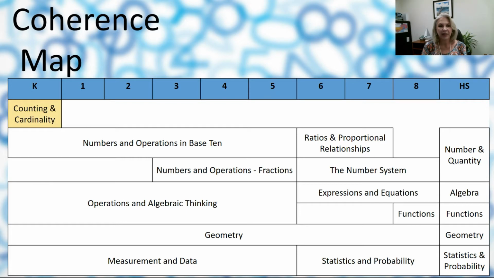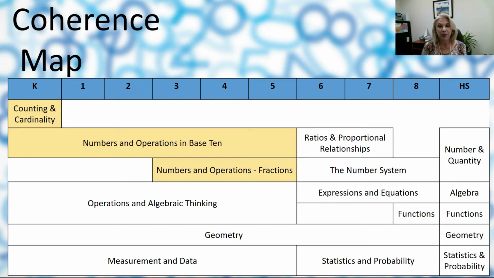Let's begin with counting and cardinality, a domain that begins and ends in kindergarten. Counting and cardinality is a critical domain for helping our beginning kindergarten learners to understand the difference between counting digits 1, 2, 3, 4, 5 and understanding that there are 5 items in a group. Numbers and operations in base 10, also referred to as NBT, starts in kindergarten and ends in 5th grade.